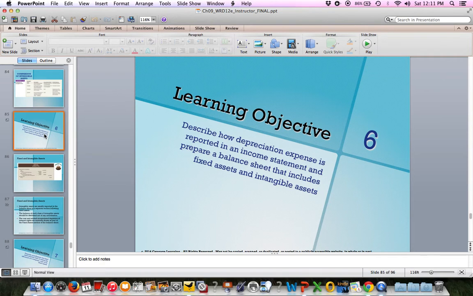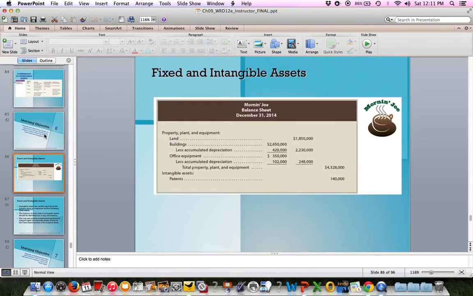Okay, so next let's look at how intangibles are, depreciation expense I should say, is recorded on the financial statements along with intangibles. So here is a balance sheet for a company called Morning Joe. You can see here that Morning Joe has some property, plant, and equipment. There's some land, some buildings, some depreciation, office equipment, so on.